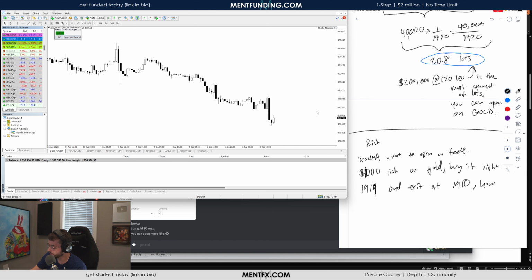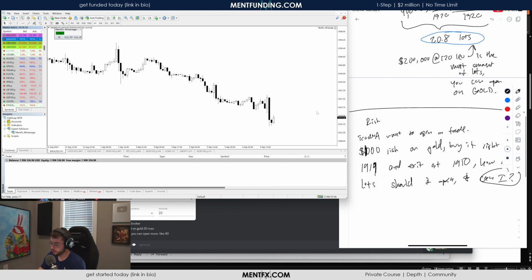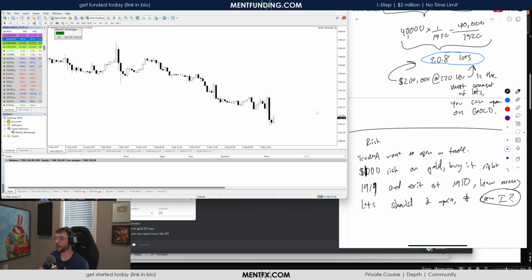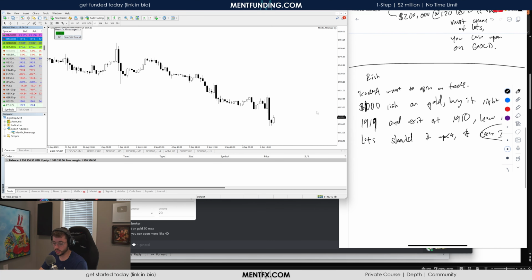How many lots should I open, and can I? So can you open it? So again, very simply, we know the max amount that we can open in the first place, which is that 20.8 lots on a 200K account. Now we need to decide if we're able to risk this amount. So now you have the calculation for risk, and that's very simply your dollar risk divided by the asset risk size, basically the size of the asset you're trading, times the contract size.